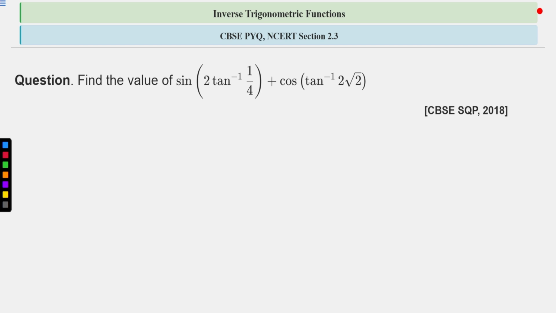Clear? And similarly, for the second expression, cos(tan⁻¹(2√2)), you can write tan⁻¹(2√2) in terms of cos⁻¹ of something, cos⁻¹θ, so that we can write cos(cos⁻¹θ) as θ. And θ should lie between 0 to π. Clear? So in this way, you can approach this question. I'm giving you 10 seconds to solve or think about this question. After that, we will move to the solution part.